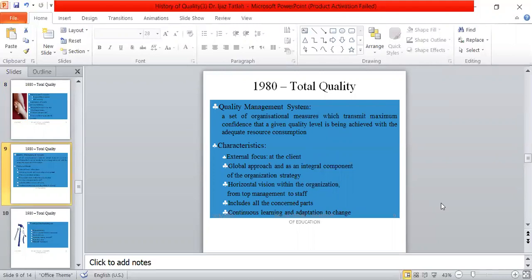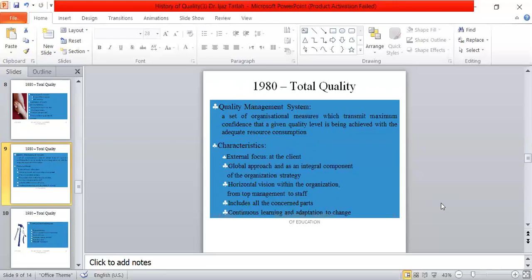What is a quality management system? It's a set of organizational measures which transmit maximum confidence that a given quality level is being achieved with adequate resource consumption. So with the adequate resource consumption, all of the efforts are put into practice to manage quality. Any organization has to transmit maximum confidence towards quality management. This system is known as the quality management system. It comprises the following characteristics.